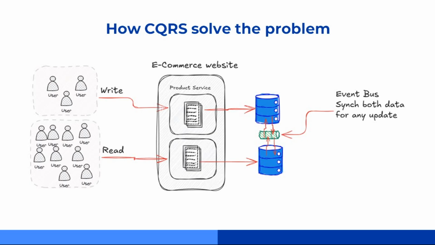This design gives us three big advantages. High performance even with heavy read traffic. Scalability because we can scale the read and write sides independently. And most importantly, a better user experience, both for customers browsing and for those making purchases. So with CQRS, our e-commerce system is ready for high traffic, growing users, and smooth operations.